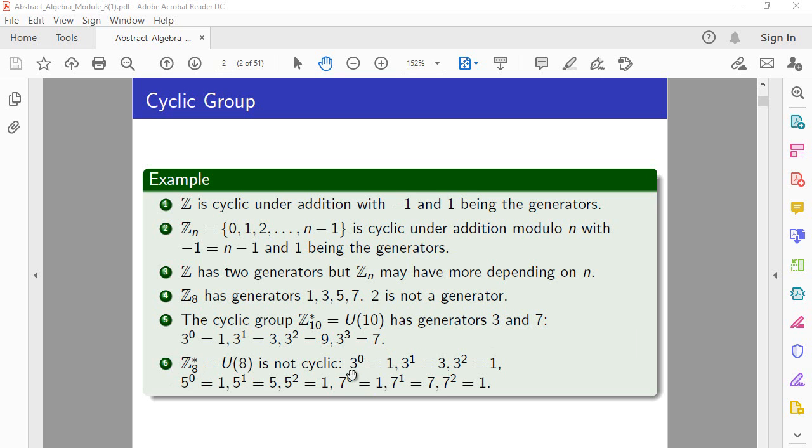To see that, notice that 3 to the 0 is 1, 3 to the 1 is 3, 3 squared is 1 again. So 3 squared gives you 1 back, and beyond that, 3 cubed gives you 3 again, and then you're going to keep getting 1 and 3. So 3 is not a generator. Similarly, 5 isn't a generator, 7 isn't a generator, and obviously 1 isn't a generator. So 1, 3, 5, 7, those are the 4 elements of Z8 star, and none of them are generators of Z8 star. So Z8 star is not cyclic.